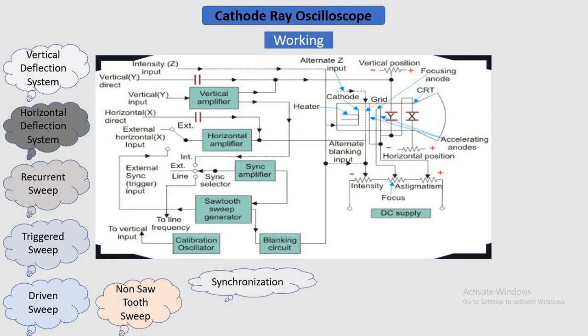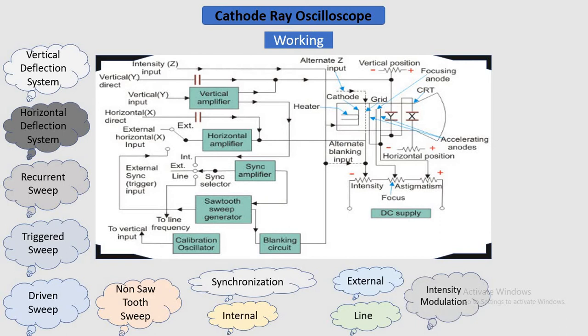So first is the internal. In this, the signal is measured by the vertical amplifier and the trigger is obtained from the signal. In the external case, an external trigger should be present. The line trigger is produced by the power supply.